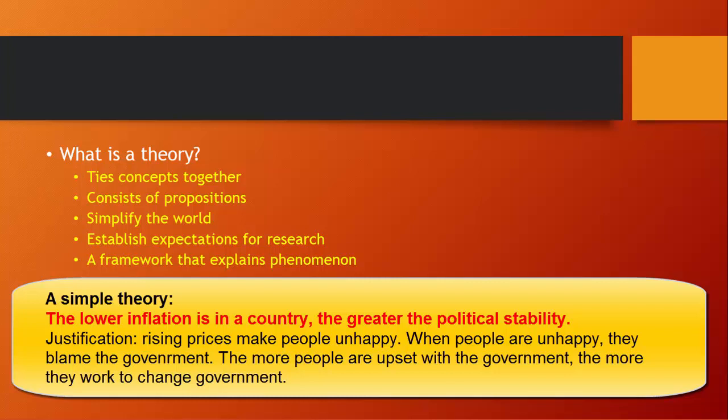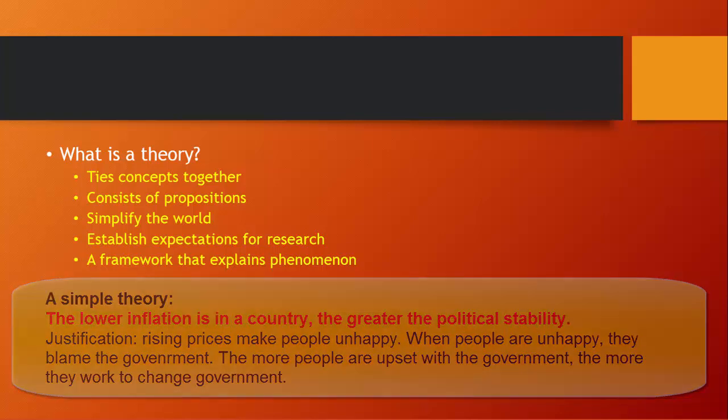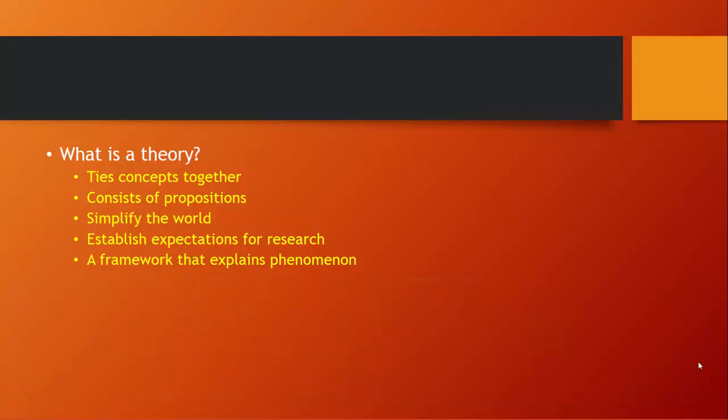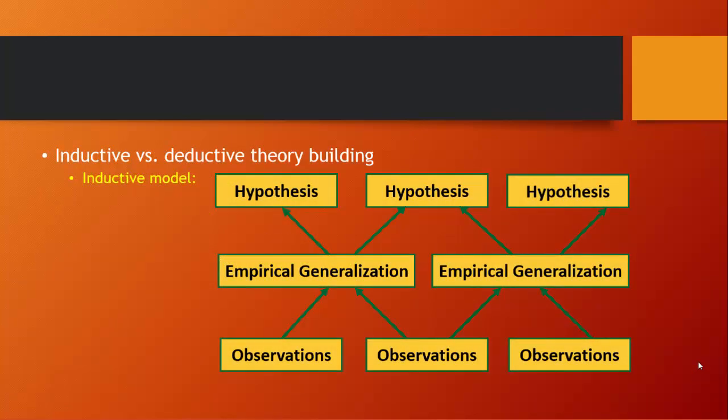A theory consists of a set of propositions or empirical generalizations that are all logically related to one another. A theory explains political phenomena by showing that they're logically implied by the propositions or the generalizations that constitute the theory. So let's look at this difference between inductive and deductive theory building.